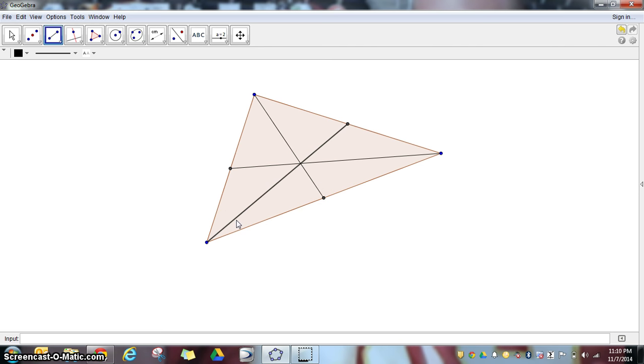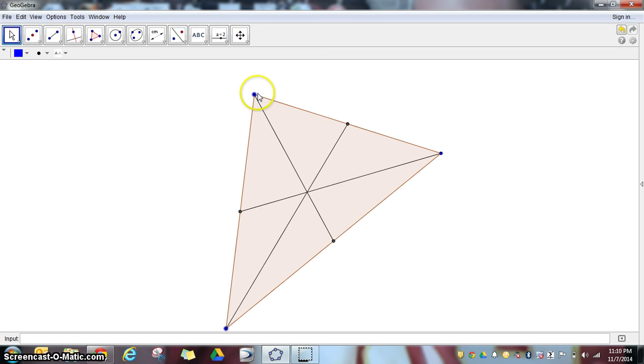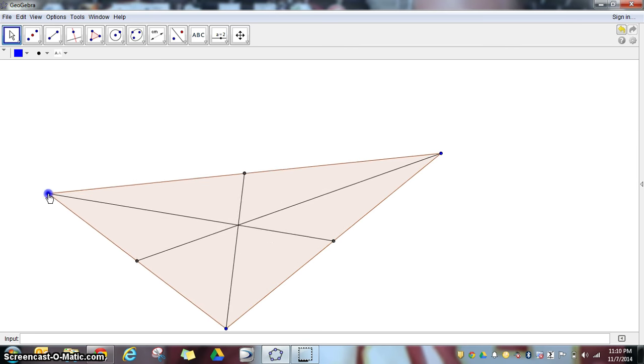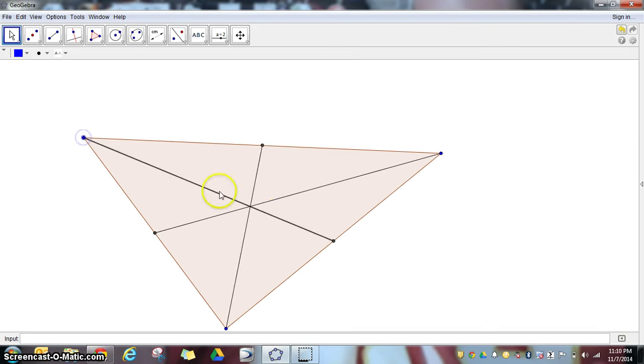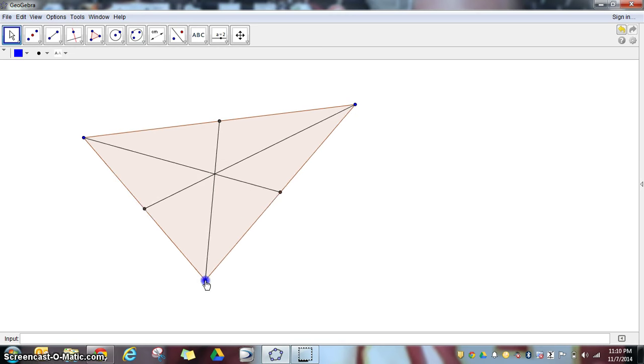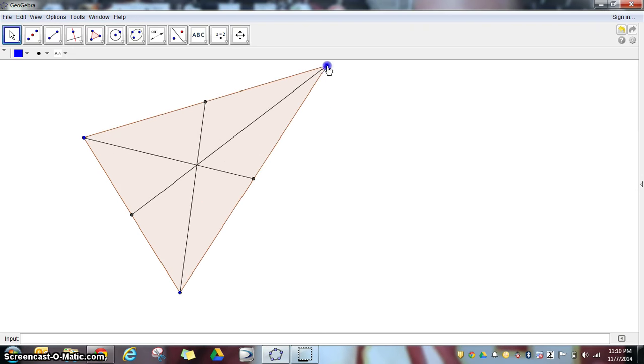Now notice, just like the others, the medians all are concurrent at a point inside the triangle. What's kind of neat about that point of concurrency is that no matter how you draw the triangle, whether it's isosceles, equilateral, right triangle, the point of concurrency always ends up inside the triangle. It will never be outside the triangle. Now some of the other points of concurrency, if you drag these vertices around, sometimes that point of concurrency actually ends up outside the triangle, which is kind of interesting, but for the medians it never does.